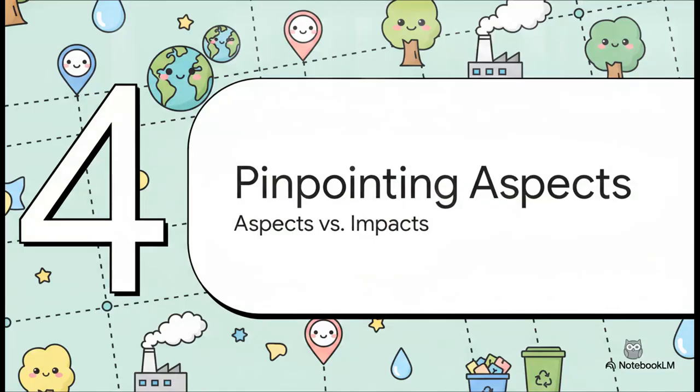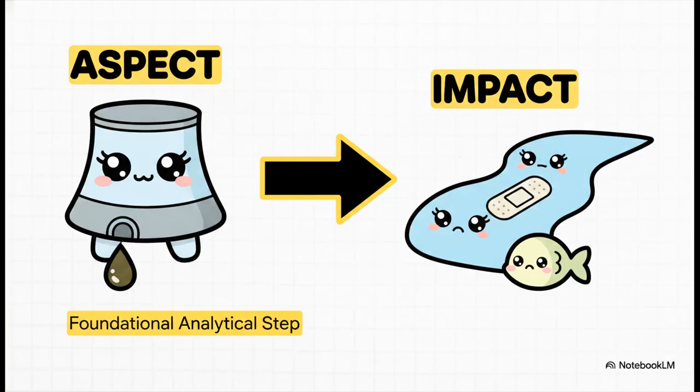Let's jump to part 4, pinpointing significant environmental aspects. Now we're going to zoom way into our map grid, down to the exact coordinates where your company physically interacts with the Earth. Clause 6.1 requires us to distinguish between aspects and impacts, and this is vital.